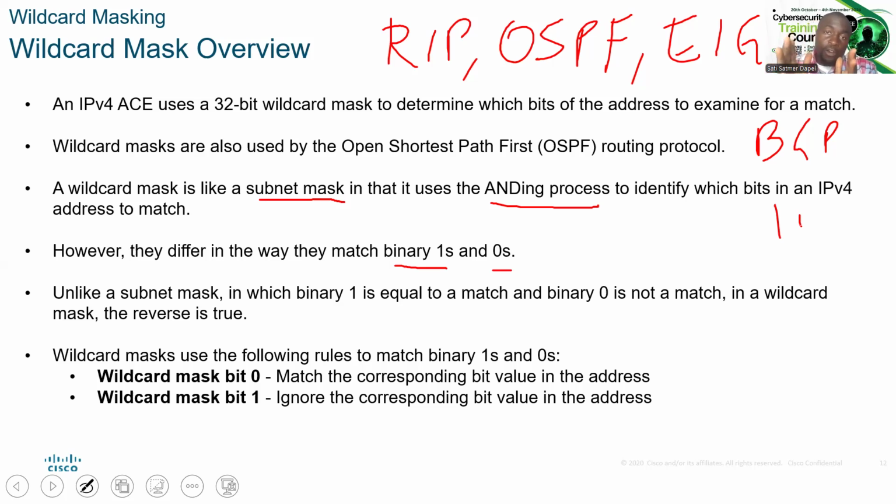But if you configure any of these dynamic routing protocols in your router, which means you are telling the router, I trust you to use this protocol to decide which path to forward the traffic. So here, we're saying that wildcard masks are also used by OSPF routing protocol. That's just the point that one is making.